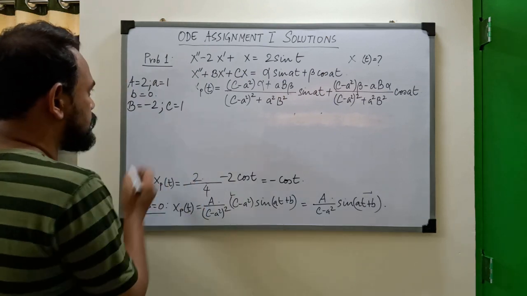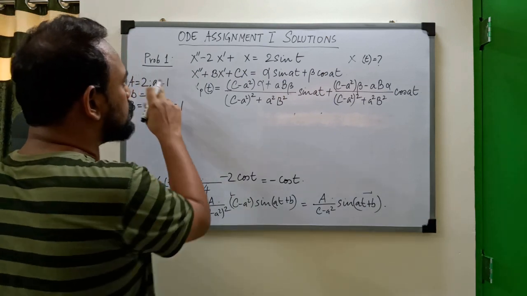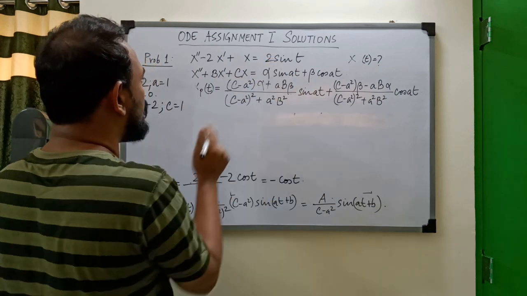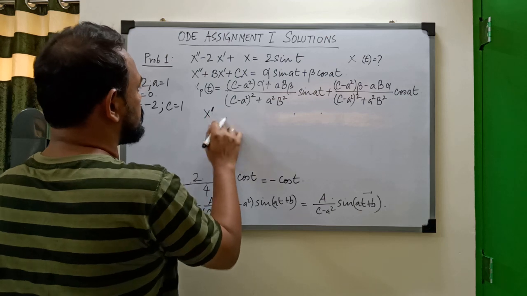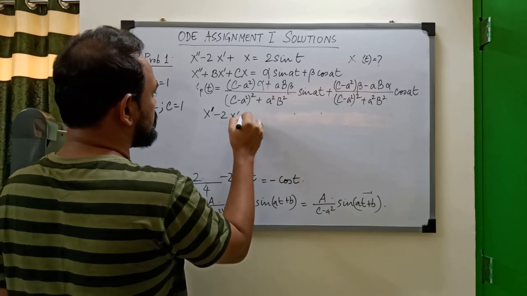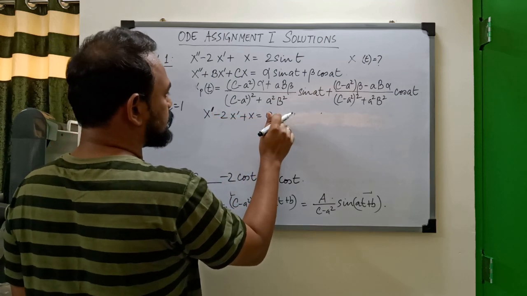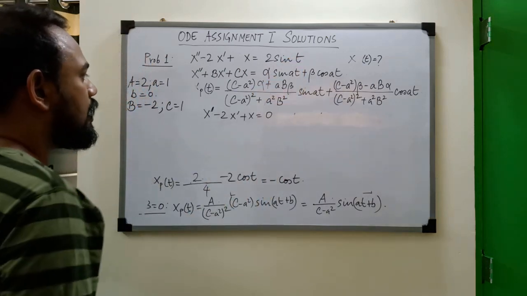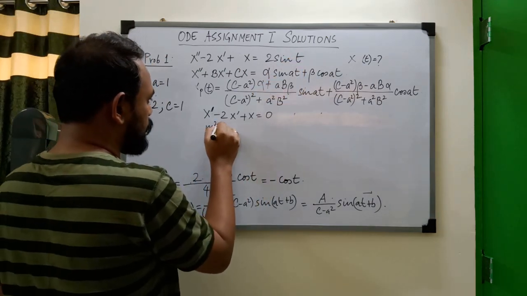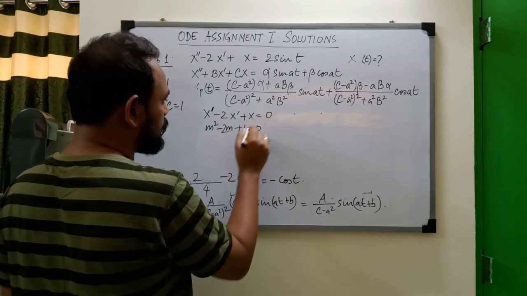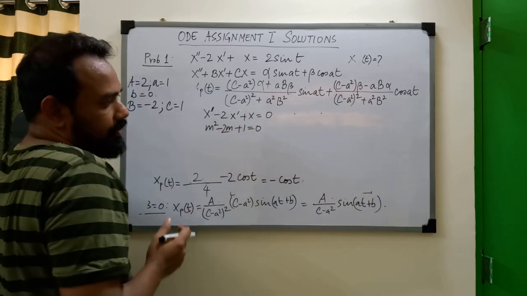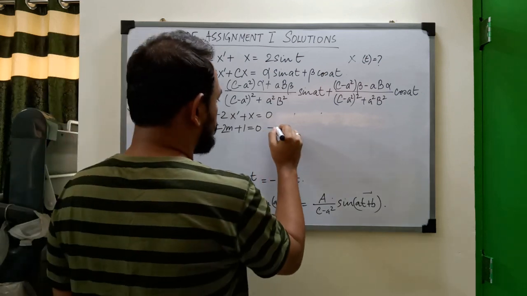What's the complementary function? To find that, we need the homogeneous form of this equation. The homogeneous form of this equation is x double prime minus 2x prime plus x is equal to 0. Just putting 0 on the right hand side. The auxiliary equation will be m square minus 2m plus 1 is equal to 0, where m is an unknown constant which we have to find.